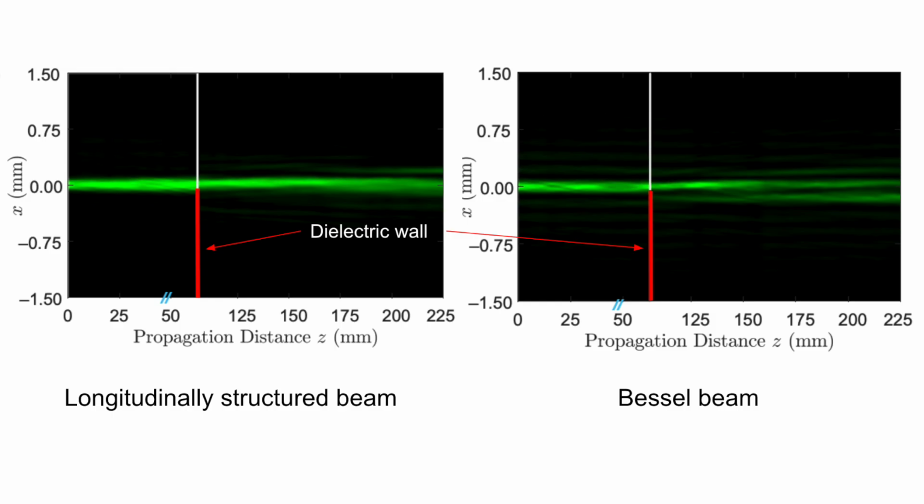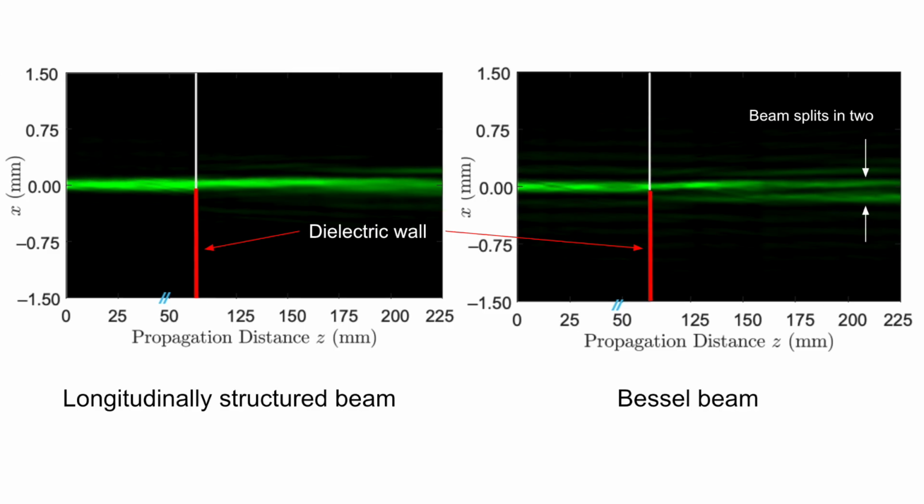And here we see how beams interact with a dielectric wall, shown here in red, that imposes a phase shift of 135 degrees on part of the beam. The left image shows a longitudinally structured beam that is able to keep its shape past the wall, while on the right we see a Bessel beam, which is typically able to self-heal, but in this case is split into two major parts.